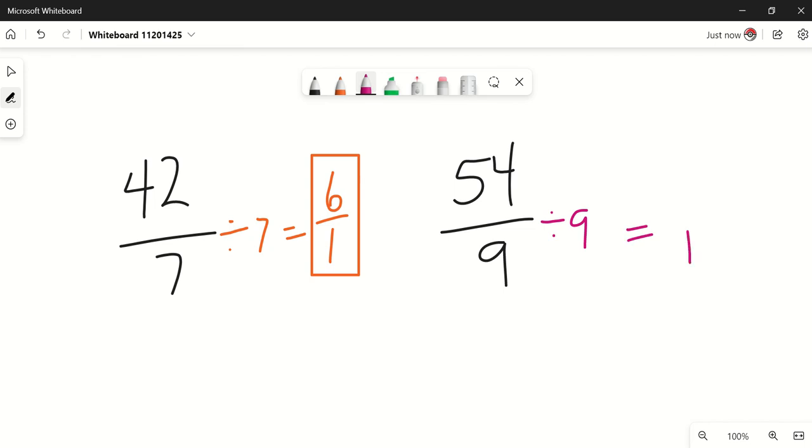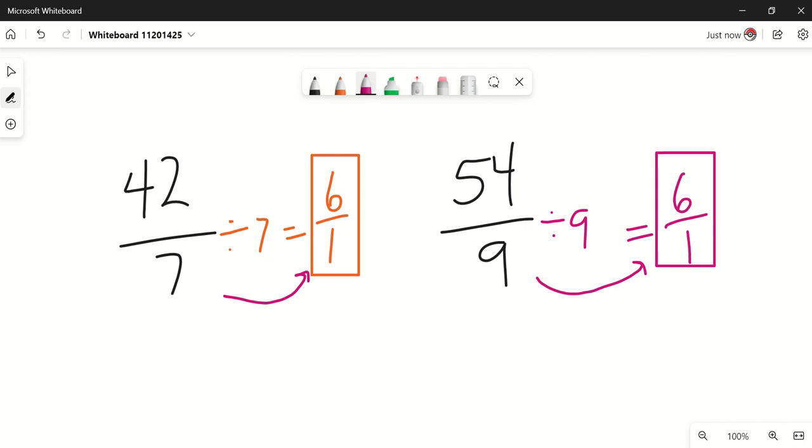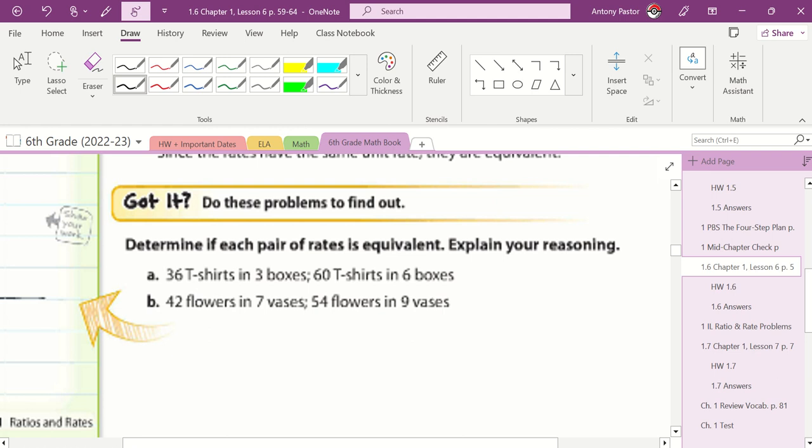9 divided by 9 will give me 1. 54 divided by 9, and I know if I multiply by my 9s, that will be 6. 6 times 9 equals 54. Therefore, since 42 flowers in 7 vases is equivalent to 6 flowers in one vase, and 54 flowers in 9 vases is equivalent to 6 flowers in one vase, these two are equivalent. 42 over 7 is the same as 54 over 9, or 42 to 7 is the same as 54 to 9. So these are equivalent ratios.